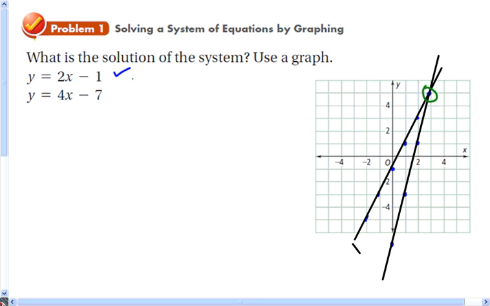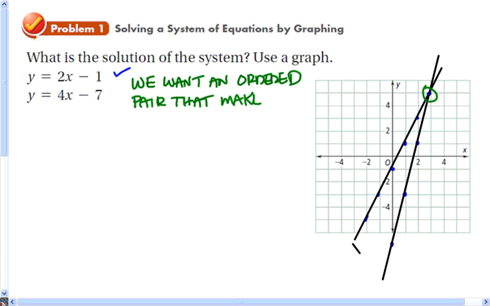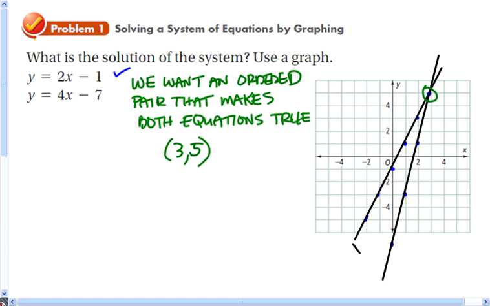And so I'm just going to write this down so you remember. When we solve the system, we want an ordered pair that makes both equations true. And we seem to have stumbled upon that when we graphed it, as the point (3, 5).